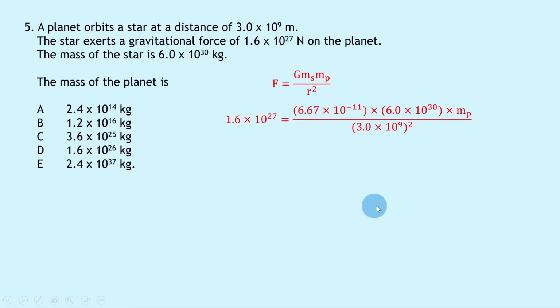What I would do first is the 3.0 times 10 to the 9 squared, and then multiply that by this term here, 1.6 times 10 to the 27. Then I would simplify the numerator here, and to find Mp, I would divide the number I had on the left by that numerator number, in order to get Mp equals 3.6 times 10 to the 25 kilograms. And remember to do the squared term when you're putting that into your calculator. So that gives me the answer C in this case.